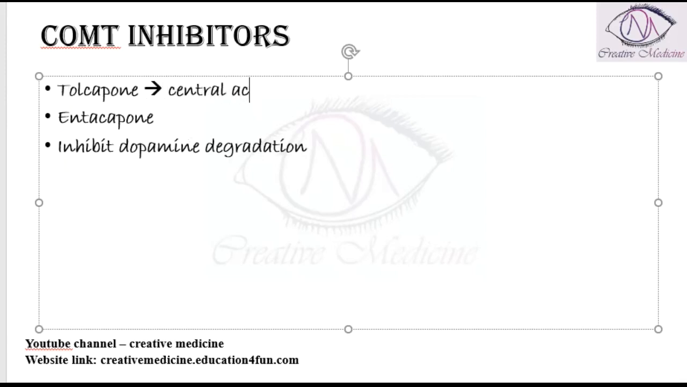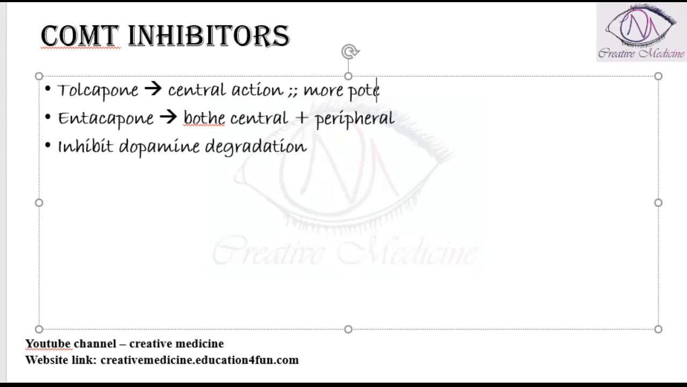Tolcapone has central action mainly, whereas entacapone has both central and peripheral action. And tolcapone is more potent, whereas entacapone is less potent.